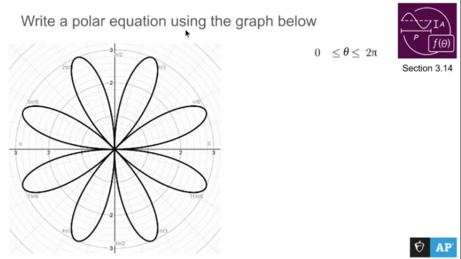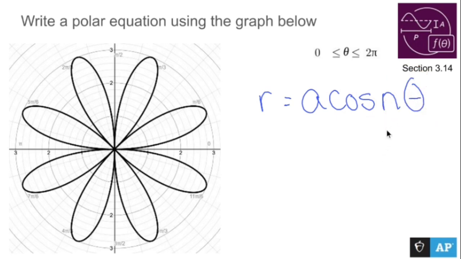Write a polar equation using the graph below. This is what I'm looking at. And what this looks like is a rose. Now, I did a video a couple problems ago where I had a rose. And the equation looked something like r equals some amplitude cos some number times theta.